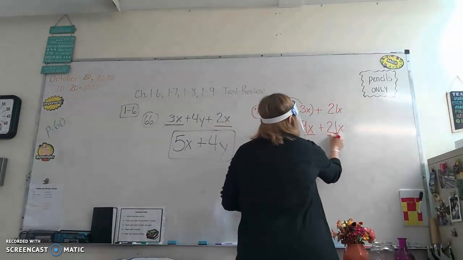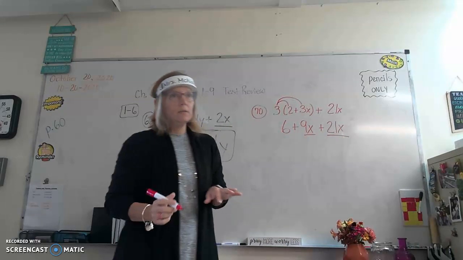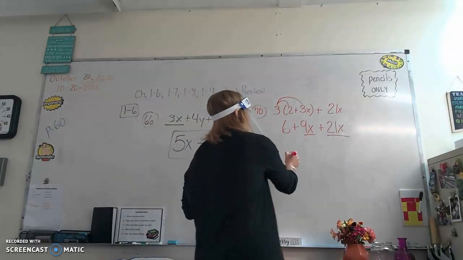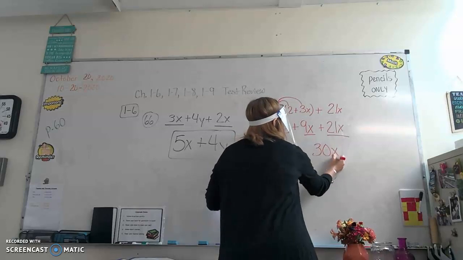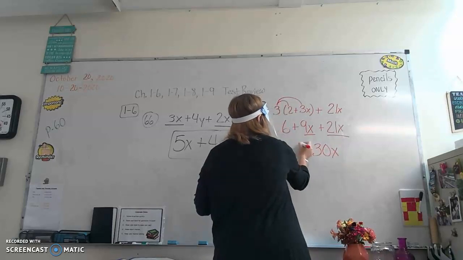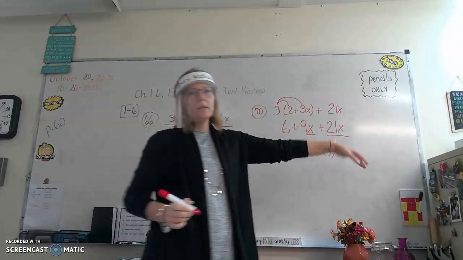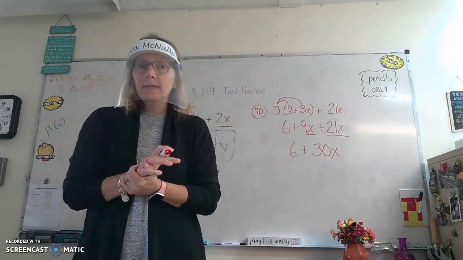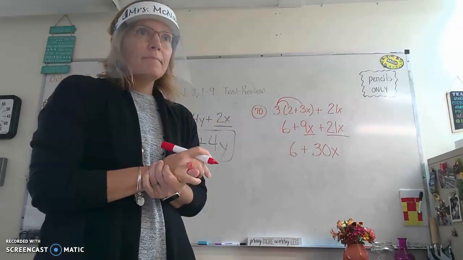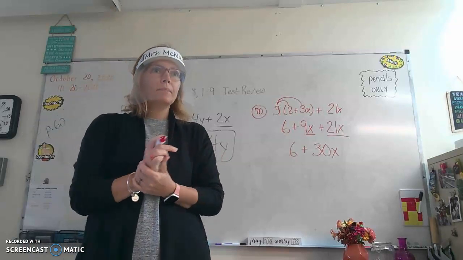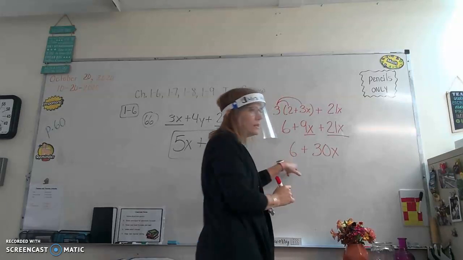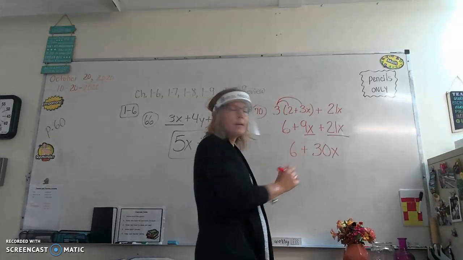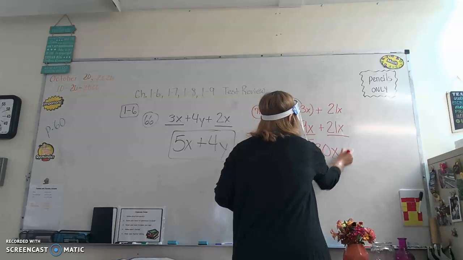9x and 21x, because they both have an x. So what is 9 plus 21? 31. 30x. And then bring down the 6. Now can I combine the 6 with the 30? No. No, why? 6 doesn't have x. Exactly. Good work. So the 6 doesn't have a variable. It has to stay by itself. And that becomes our answer.